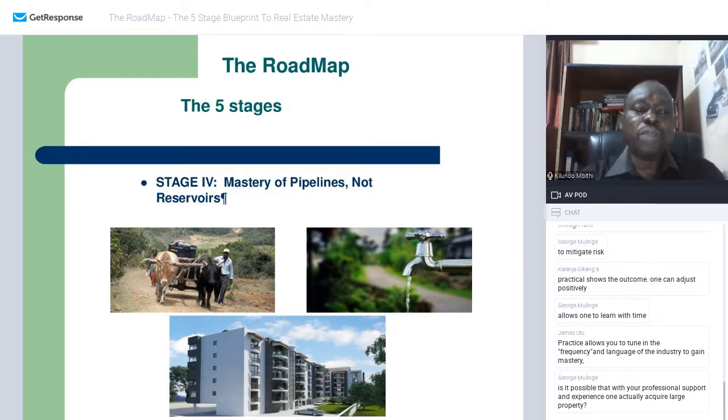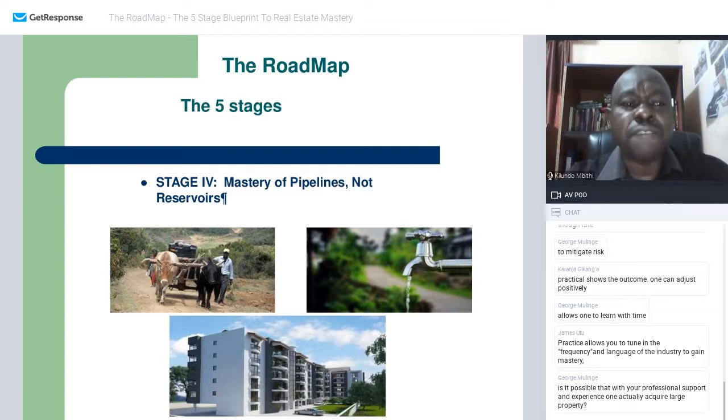So, why is mastery of pipelines crucial? This is the fourth stage, guys. We are in the fourth stage already. Why is mastery of pipelines very crucial? This is the reason why it is crucial.